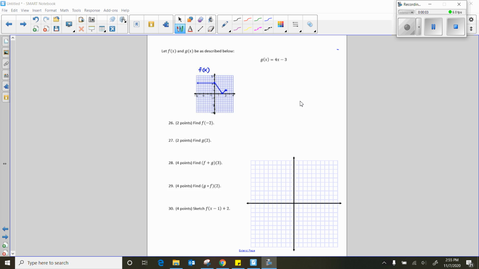The last few test questions had to do with function notation. This was like 2.3 in your book. These guys were 2.8, and this was 2.6 or 2.7. So it wrapped up all the function pieces together into one bit.